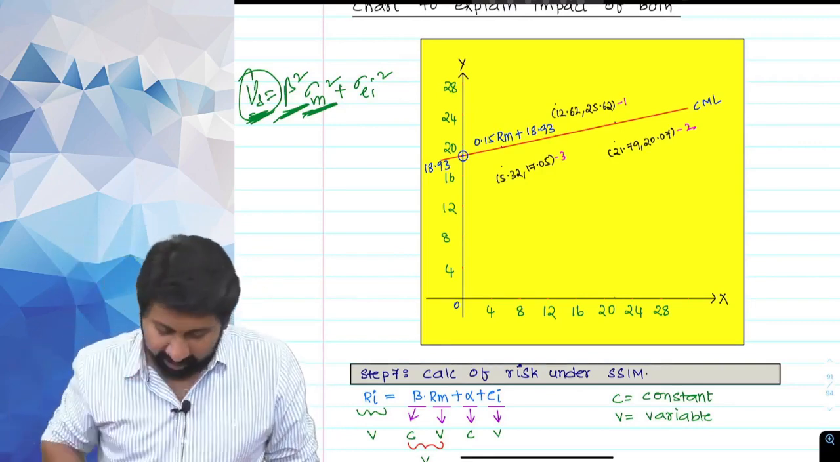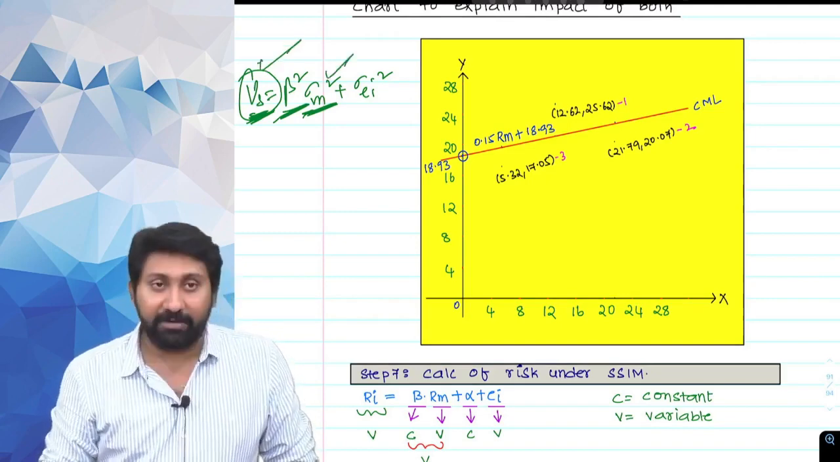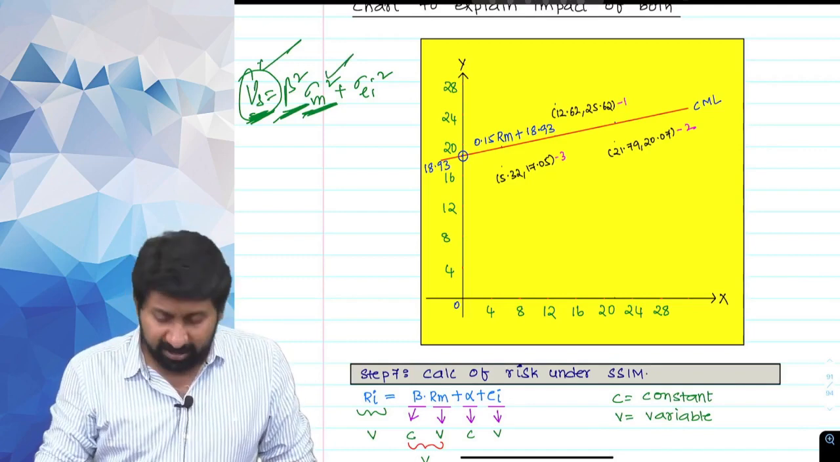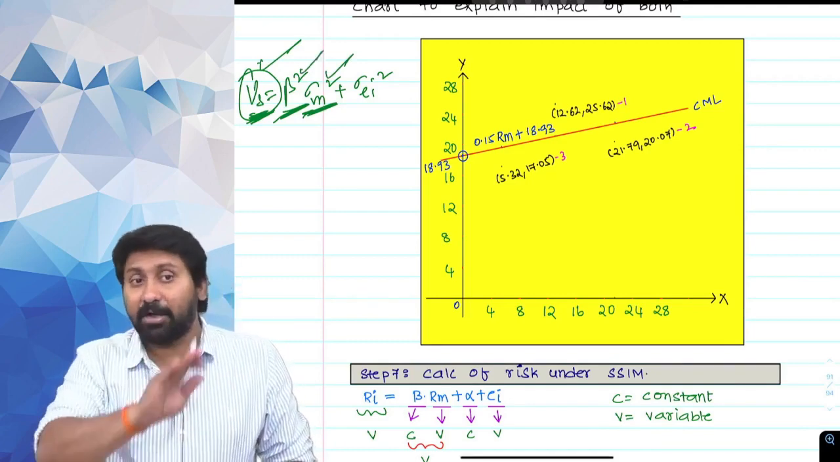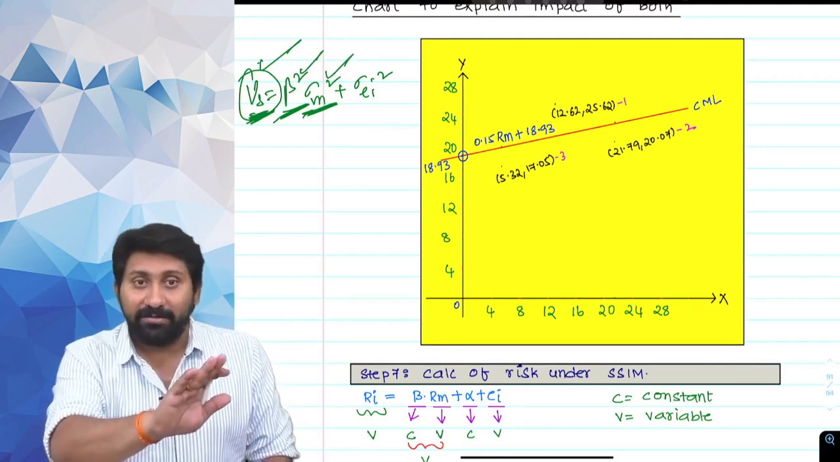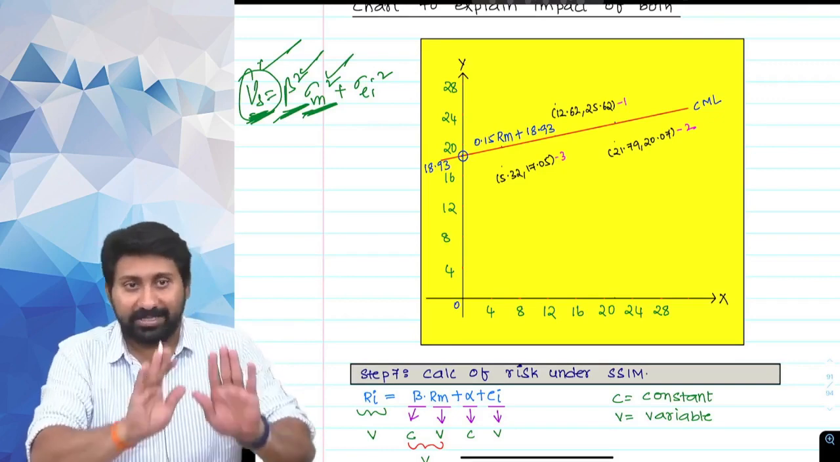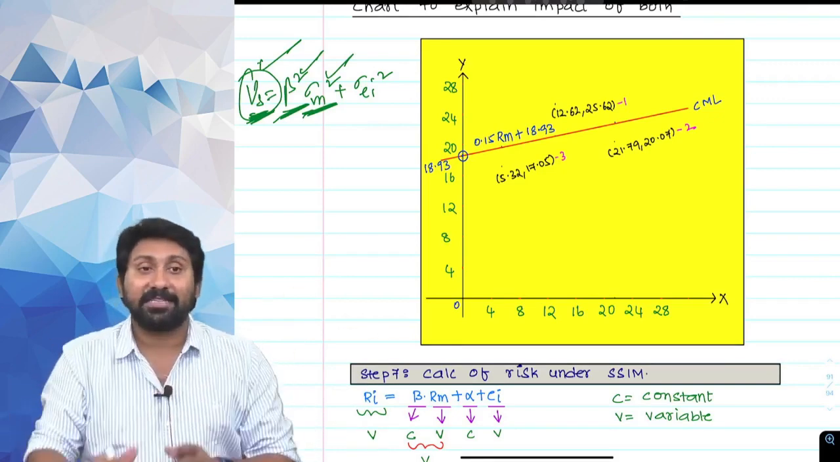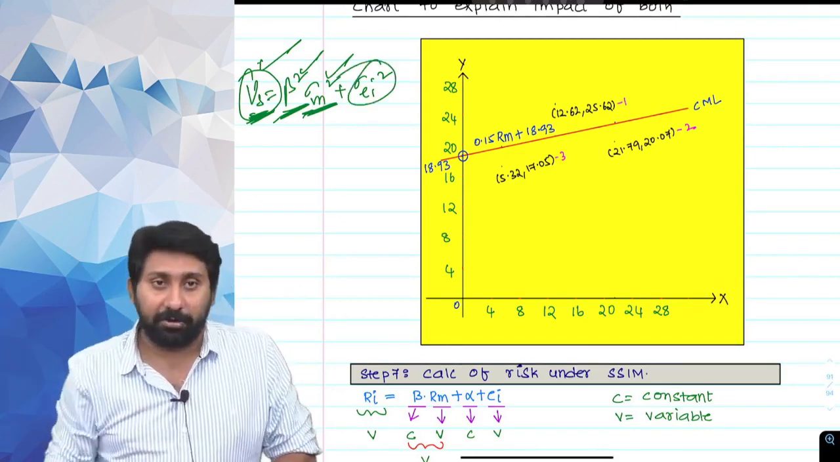So again, why does security return vary? Because the market varies. How much will it vary? Beta times. That means the security will change because the market changes, but how much? Beta times. That's all. This is true, but other than this, there may be company internal factors also which will add to the risk of the security.